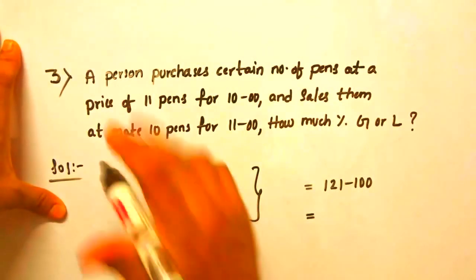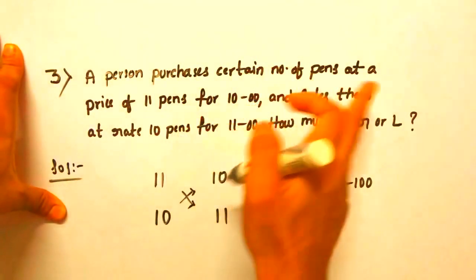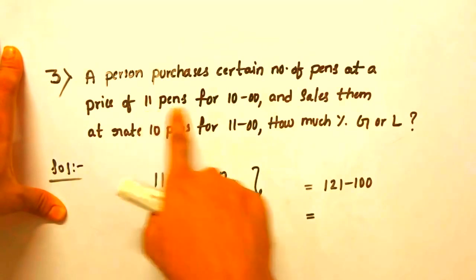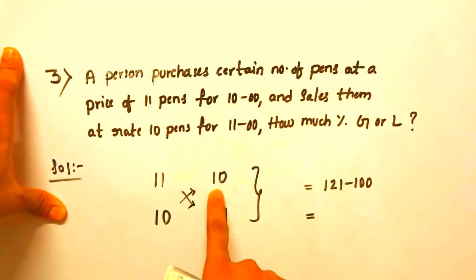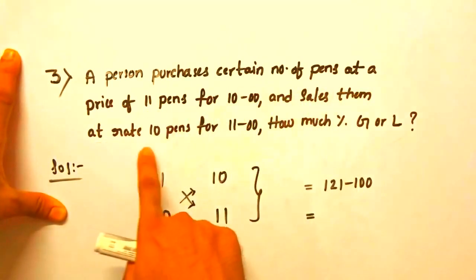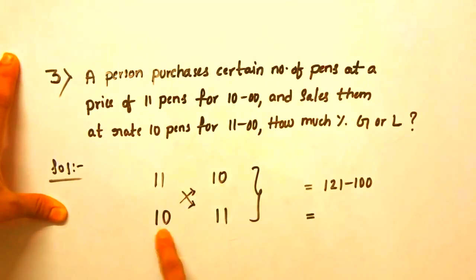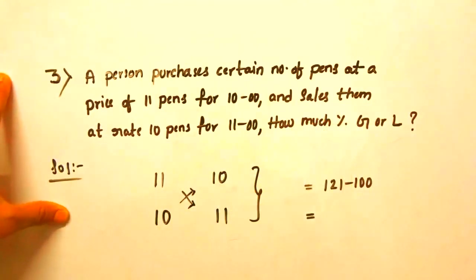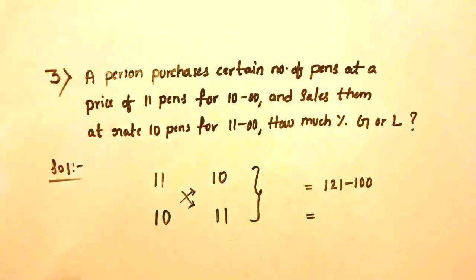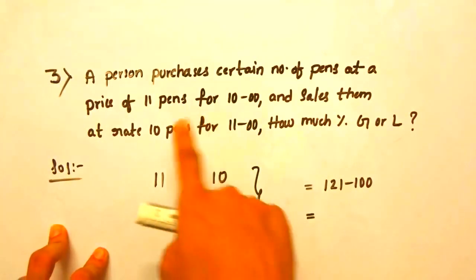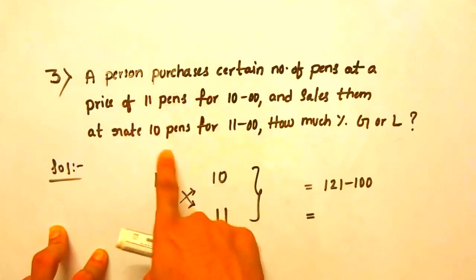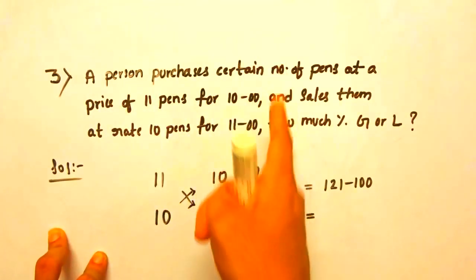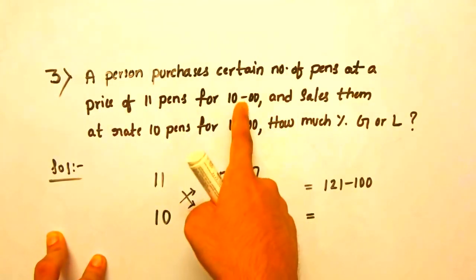Here the third one. A person purchases a certain number of pens at a price of 11 pens for 10 rupees, and sells them at a rate of 10 pens for 11 rupees. What is the percentage that he gains or loses? From the question it is very clear that the person definitely got a gain, since he left one pen with him and sold all the other pens at a higher cost than the price at which he purchased.